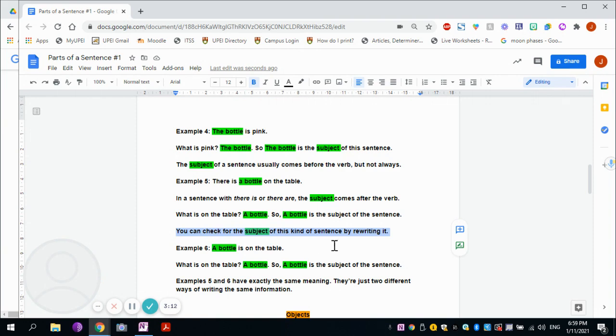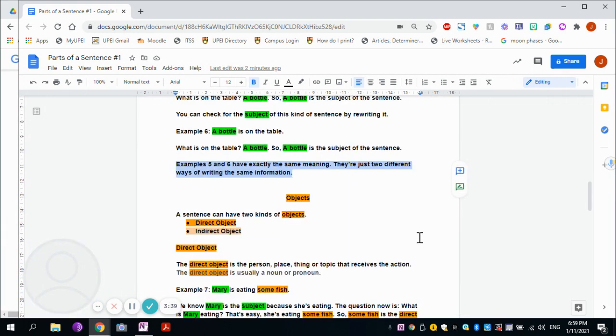You can check for the subject of this kind of sentence by rewriting it. Take out there is or there are and just say a bottle is on the table. What is on the table? A bottle. So a bottle is the subject of the sentence. Examples 5 and 6 have exactly the same meaning. They're just two different ways of writing the same information.